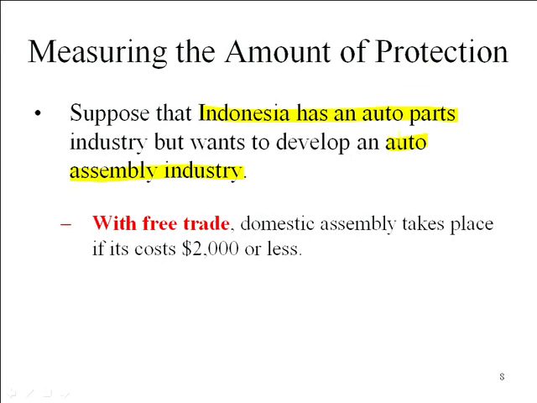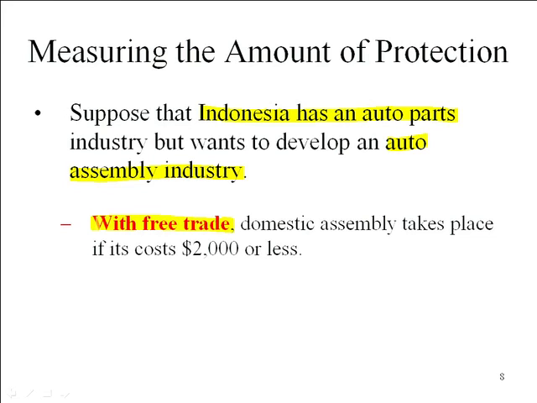But notice, with free trade, domestic assembly can only take place in Indonesia if they can do it for $2,000 or less. Right? We have an $8,000 car, and the parts cost $6,000. Right? So the value added in auto assembly is the $2,000. If you need $3,000 to assemble it, you would have to charge $9,000 for the car. But in a world market, you can buy a car for $8,000, so it's not likely you're going to get much business. So again, we need to be able to assemble it for $2,000 or less.